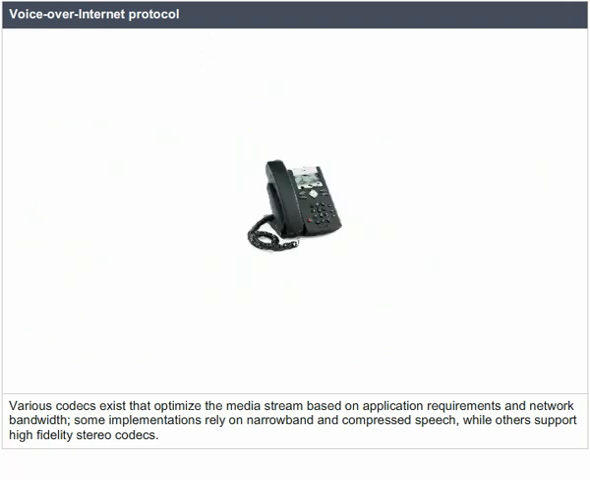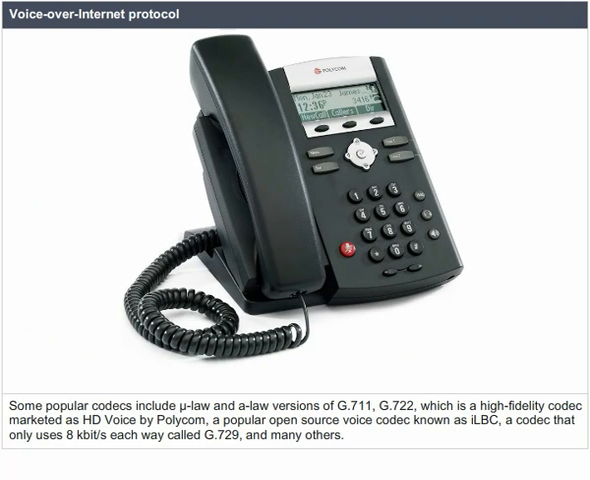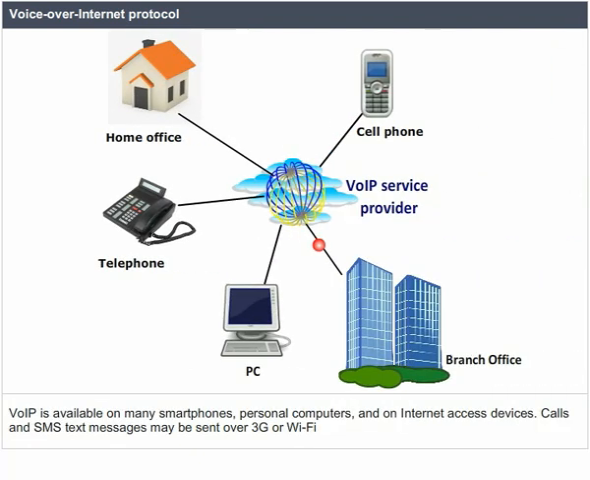Some popular codecs include MuLaw and A-Law versions of G711, G722, which is a high fidelity codec marketed as HD Voice by Polycom, a popular open source voice codec known as iLBC, a codec that only uses 8 kbit per second each way, called G729, and many others. VoIP is available on many smartphones, personal computers, and on internet access devices. Calls and SMS text messages may be sent over 3G or Wi-Fi.